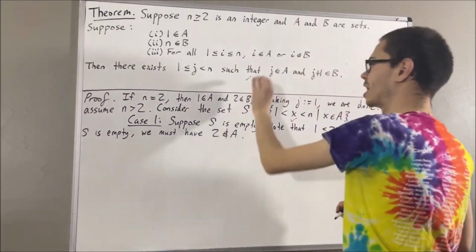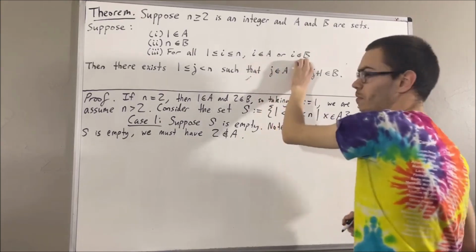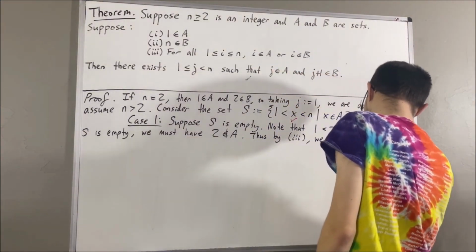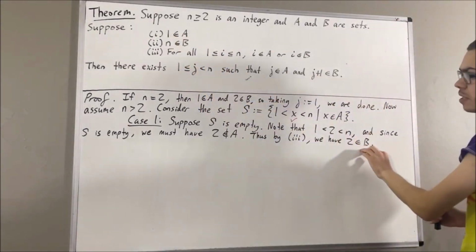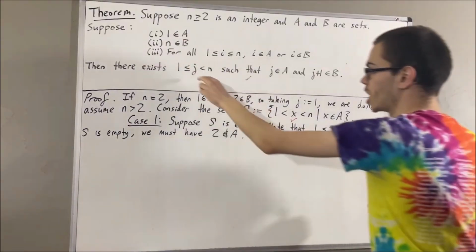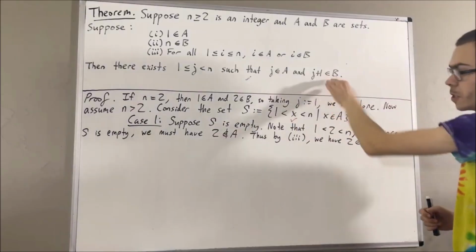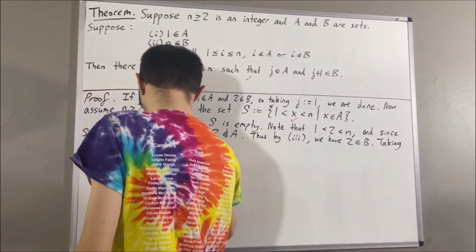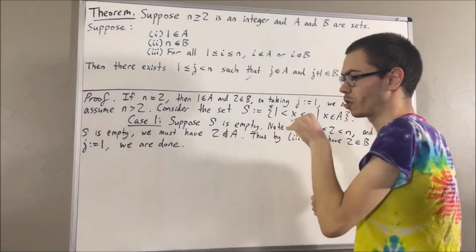But we know that 2 is an element of A or B. So since we know 2 is not an element of A, we must have 2 is an element of B. So we have 1 is an element of A and 2 is an element of B. So taking j to be 1, we have j is an element of A and j plus 1 is an element of B, so we're done. So this completes the case where S is empty. Now let's consider the case where S is non-empty.